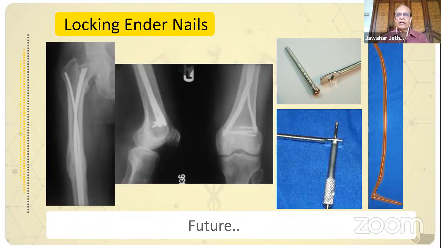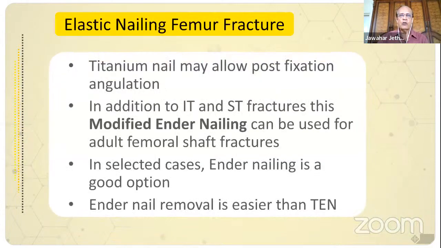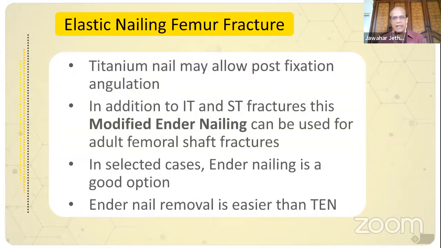So at the end, I thank you, and I summarize that titanium nail may allow post-fixation angulation, so please be very careful in the older age group. In addition to intertrochanteric and subtrochanteric fractures, modified endo nailing can be used for femoral shaft fractures, and in selected cases, endo nailing is a good option. Please consider this. And endo nail removal is easier than with other nails, particularly in pediatric cases where you have no eye to catch all the threads.